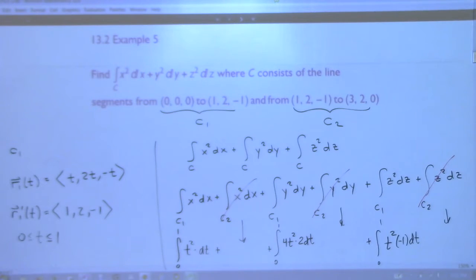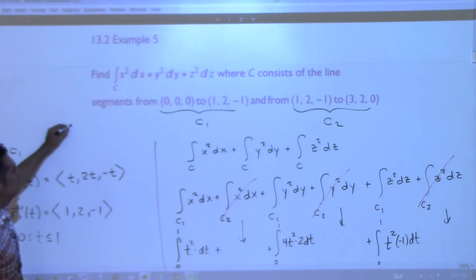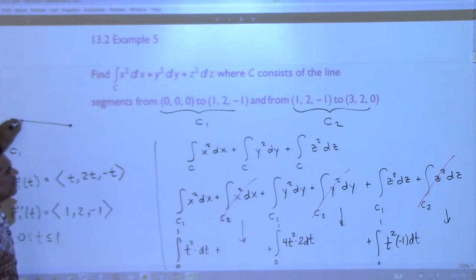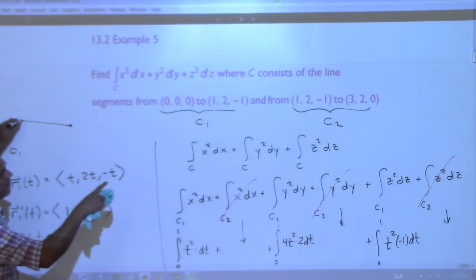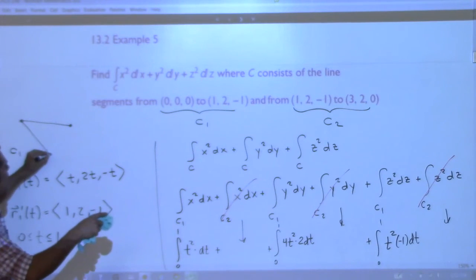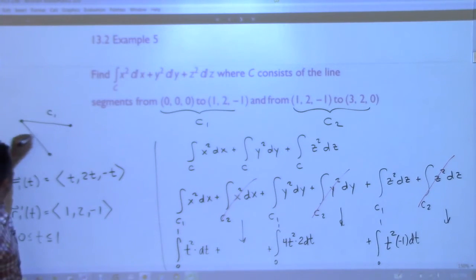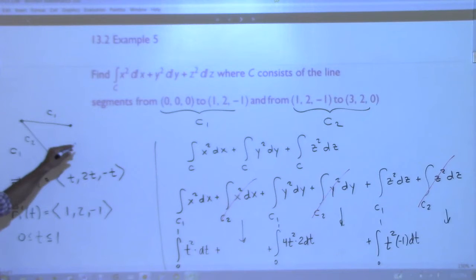Any questions? Because I'm going to move on. So those are just two lines that are somewhere in three-dimensional space, right? Like the first one, C1, goes from the origin to some point, and then that second piece goes from that point to some other point. So this is like C1 and C2. C is all of it together. Right? Does that make sense?